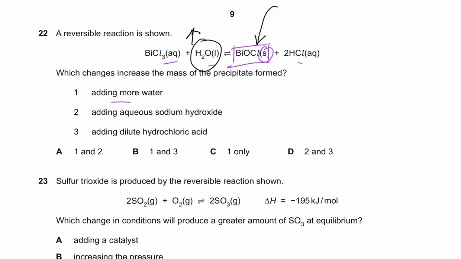So what will the system want to do? The system will want to decrease it. How does it decrease it? By forming more of the products. That's why this would actually increase the mass of the precipitate formed. One is right. Adding aqueous sodium hydroxide.